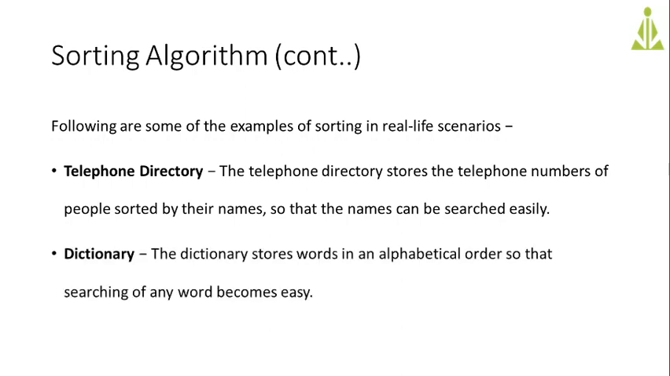Next, the dictionary. The dictionary stores words in alphabetical order so that searching for any word becomes easy. If you look at the dictionary for a meaning, it is in sorted order from A to Z. So if you want to find any word, you can easily go to it and get the data from the dictionary. These are the real-time examples.